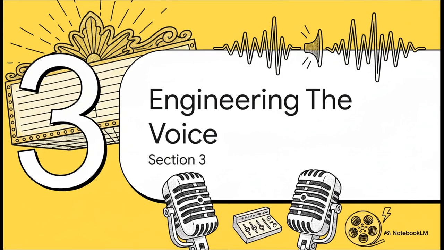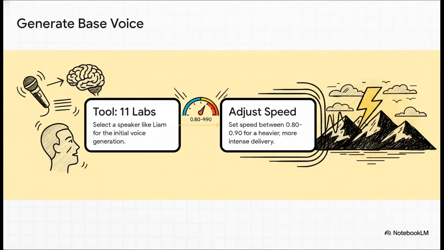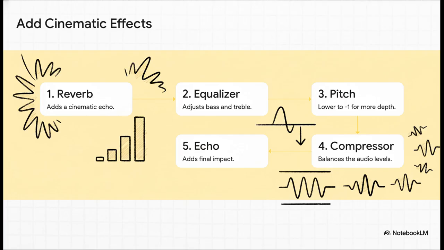Okay, we have our visuals. Now for the sound. Because let's be real, a trailer isn't a trailer without that iconic, deep, booming voice. The creator uses this really clever two-step process. First, they generate a clean voice, and then they engineer it to sound truly cinematic. First up, they use 11 Labs. The key trick here isn't just picking the right voice, it's adjusting the speed. By slowing down the delivery just a little bit to somewhere between 0.8 and 0.9, the voice immediately sounds heavier, more deliberate, more intense.